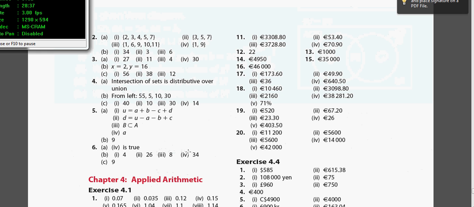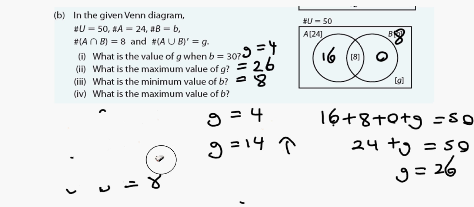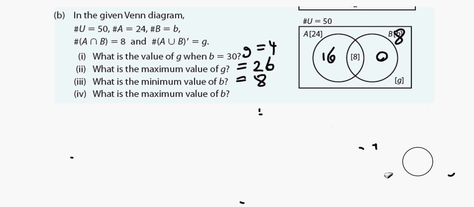Okay, and what is the minimum value of G? The minimum value of B, we just did that, it's 8. Okay, what's the maximum value of B? Now to get the maximum value of B, what we got to do is we got to get rid of G altogether. Remember, the smaller G gets, the bigger B gets. So we're going to have to put G equals 0 down. Okay, so we're really going to have to get rid of the G. Okay, so what we're going to do next is we're going to say G equals 0.